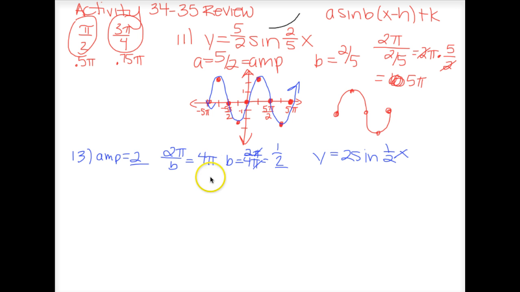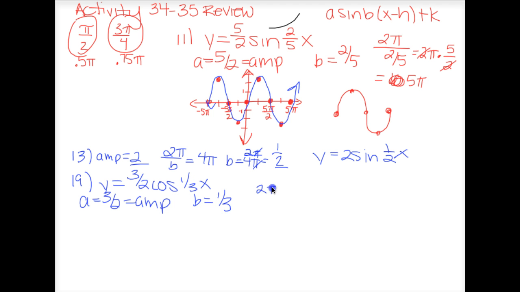All right, next you had some cosine graphs. So I'm going to look at number 19, which was y equals 3/2 cosine of 1/3 x. Much like I did in number 11, I see here that my a value is 3/2, which is my amplitude. My b value is 1/3, so that means 2 pi divided by 1/3 equals the period. So that's 2 pi times 3, which is 6 pi. So my period is 6 pi.